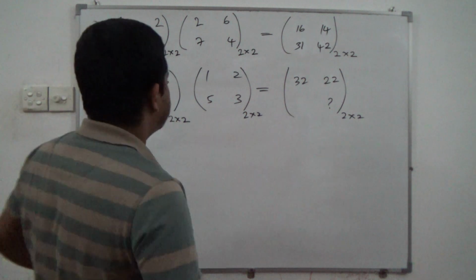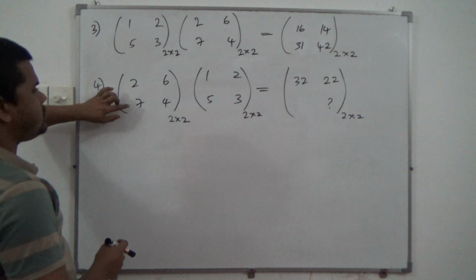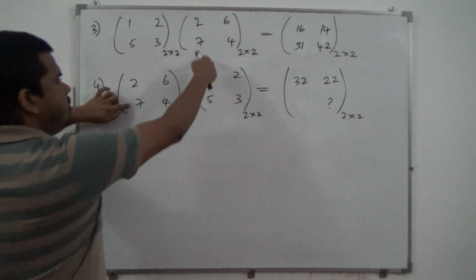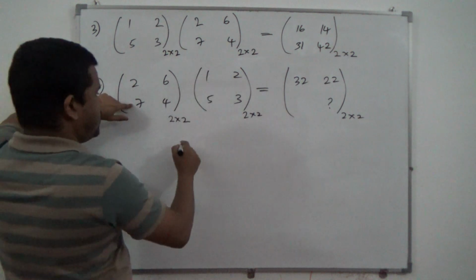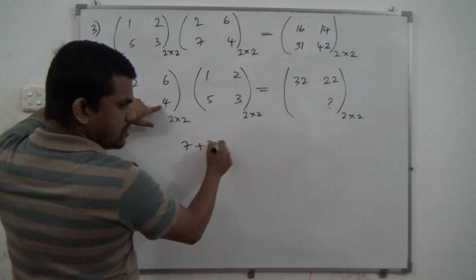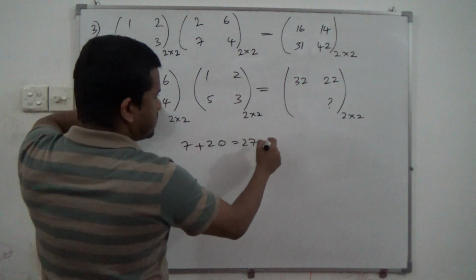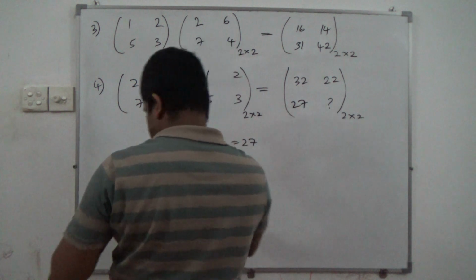So here we have to consider this row and this column. 7 into 1, 7 plus 20, 27. The answer is 27.